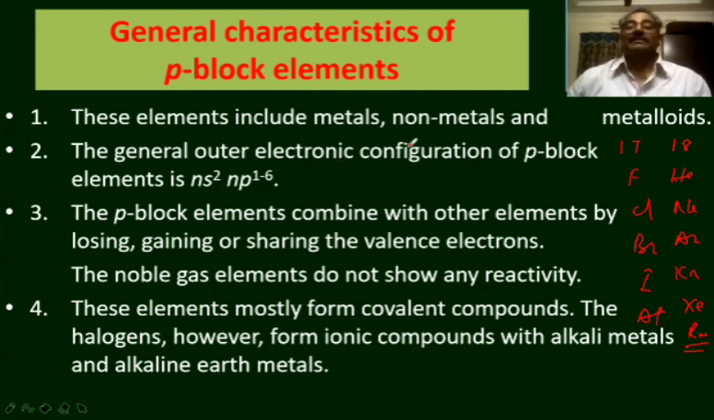The general electronic configuration of p block elements is ns2 np1-6. That is, the p orbital of the valence shell is successively filled with electrons in the p block elements. The general electronic configuration of 13th group elements is ns2 np1. For 14th group elements, ns2 np2. For 15th group elements, ns2 np3. For 16th group elements, ns2 np4. For 17th group elements, ns2 np5. And for 18th group elements, ns2 np6.